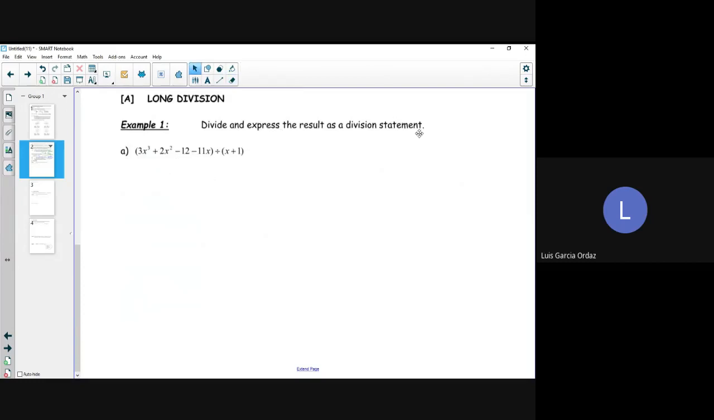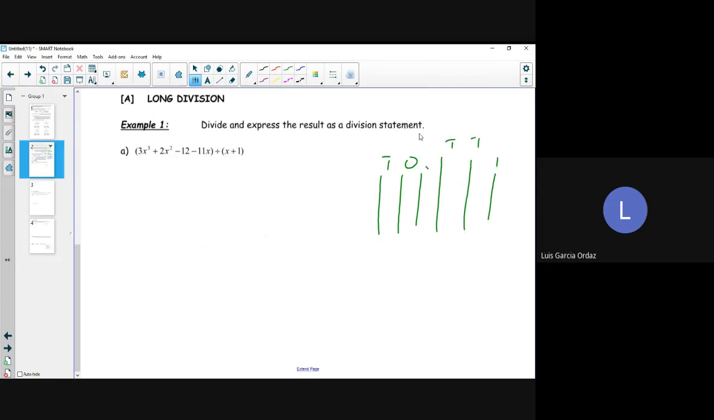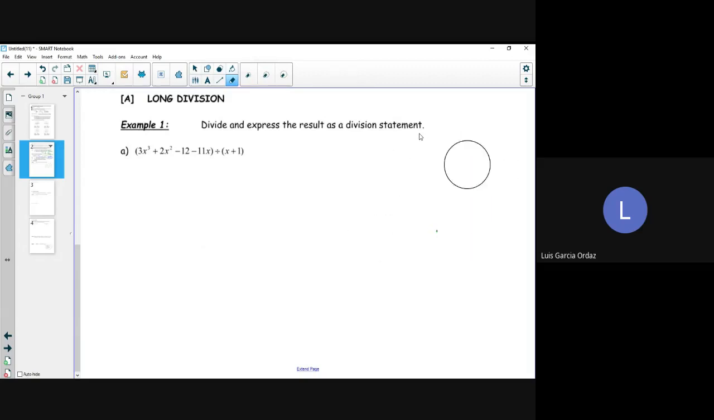Wait, what's a placeholder? So you remember in elementary school when you had the strips? Tens, ones, decimal points, tenths, I used to hate those. Hundreds. Remember those? Oh my god. Thousands, like with the TH. Bro, that's a placeholder.